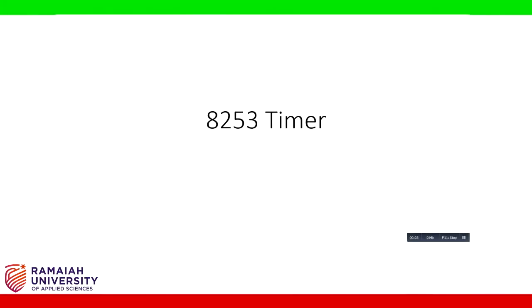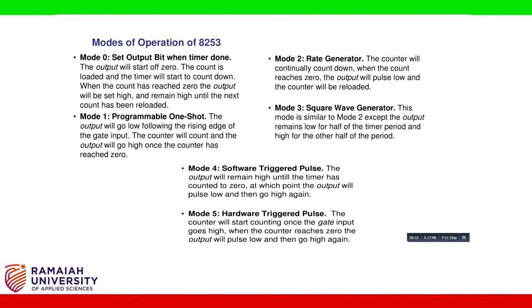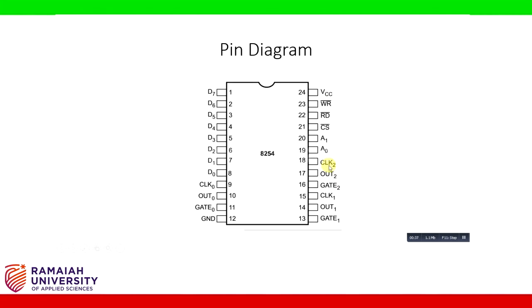Dear students, today in this session we will be studying about the external timer 8253 and how to interface it with 8086 microprocessor. In 8253 there are 6 modes of operation, namely mode 0 set output bit when timer done, mode 1 programmable one shot, mode 2 rate generator, mode 3 square wave generator, mode 4 software triggered pulse, mode 5 hardware triggered pulse. Based on the requirement, one of the modes is selected.